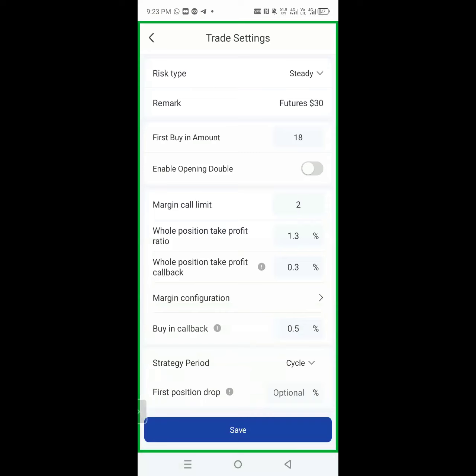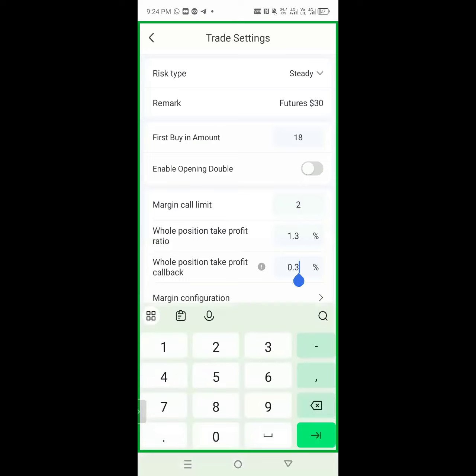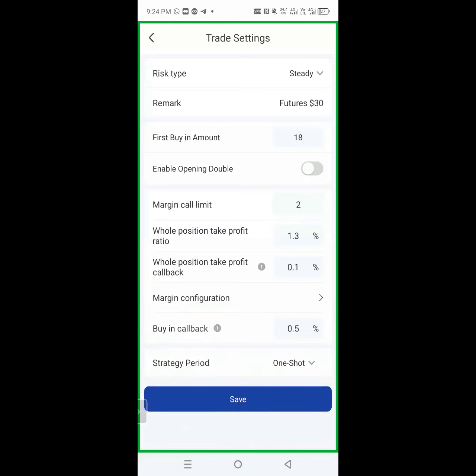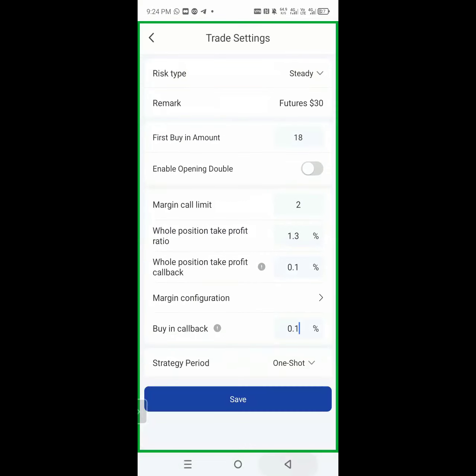So normally your signals for futures is always one shot. Okay, so this one we say we should use 0.1. This one we can use 0.12 because futures is sharp. Once you see a signal, you enter it immediately. Okay.